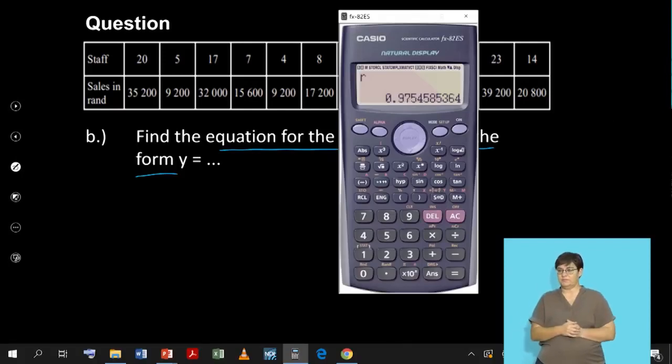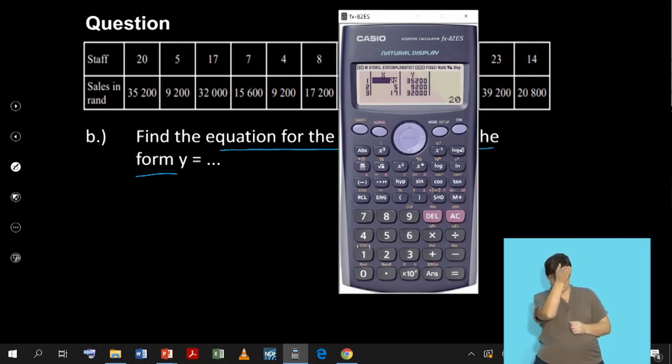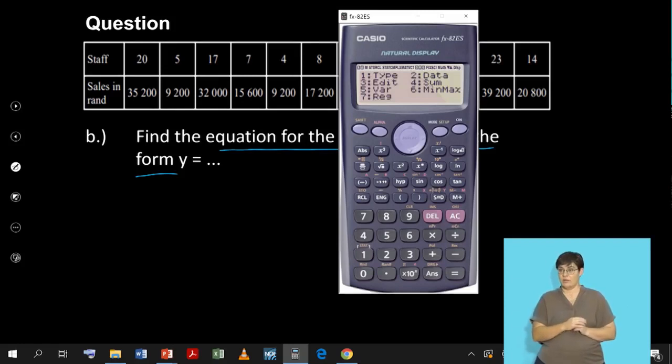If I press AC, shift 1, are we together? I can select 2 to check my data again. If I press 2, there's my data coming back again. I don't have to put it in again. My data is in my calculator. So AC, shift 1. What am I trying to do? We're trying to find the equation of best fit. Regression. I select 7.